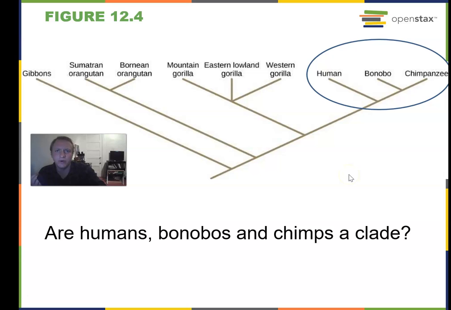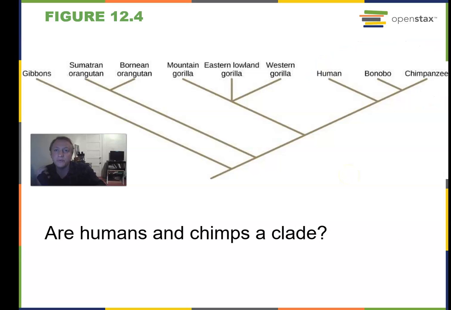Now let's ask a slightly different question. Are humans and chimps a clade? This is also called monophyletic. By the way, you would ask, are they monophyletic? It means the same thing, for our purposes anyway. So are humans and chimps a clade? Well, let's find their most recent common ancestor down here. Now can we put a circle around humans and chimps without cutting anything off? And you can't, because you have to cut out our friend the bonobo. So on this particular tree, humans and chimps do not represent a clade. They are non-monophyletic.